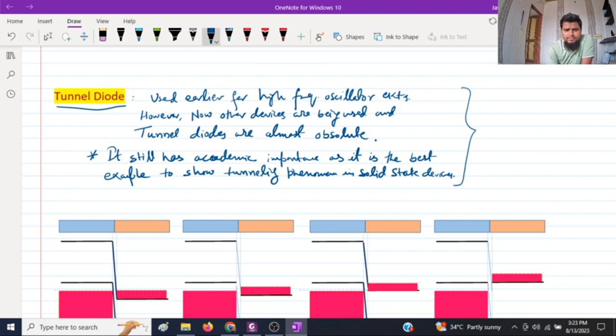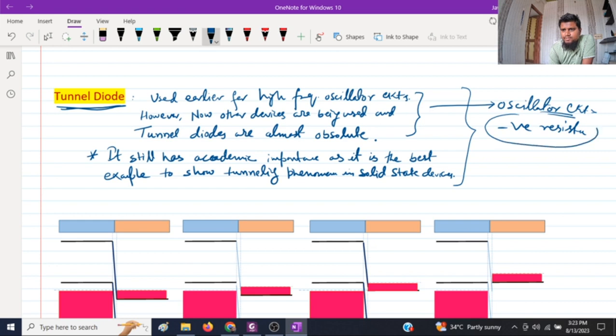A few things I would like to clear in the beginning: tunnel diodes nowadays are not being used. Generally its importance was for oscillator circuits, especially in the microwave area, because of its negative resistance. In some portion this tunnel diode shows a negative resistance, and that's why it can be used as a source or oscillator.